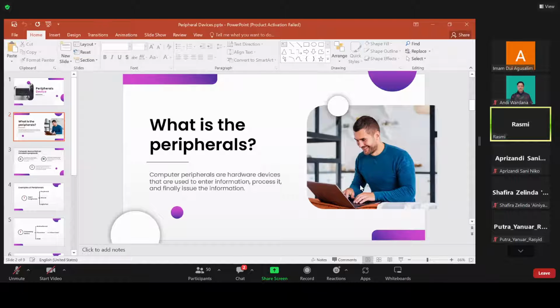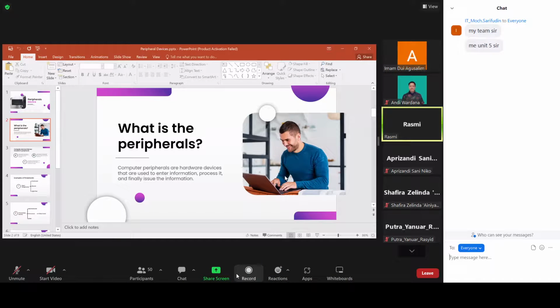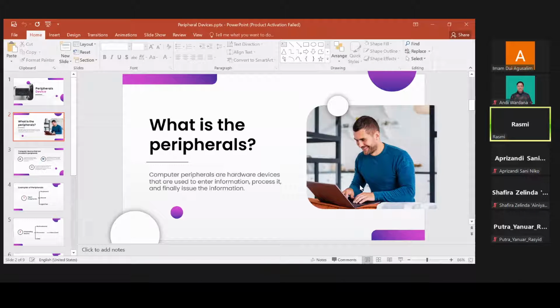Okay, what are peripherals? Computer peripherals are hardware devices that are used to enter information, process it, and finally use the information. In short, a peripheral device functions to receive input, process it, and then use it in the form of an output. But a peripheral device is not able to perform its functions if the device is not connected to a computer. The location of this device can be inside or outside the computer base. Okay, next slide.